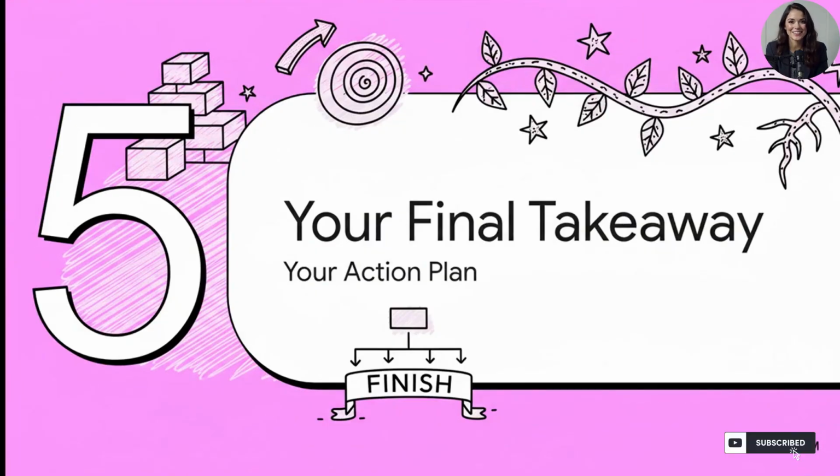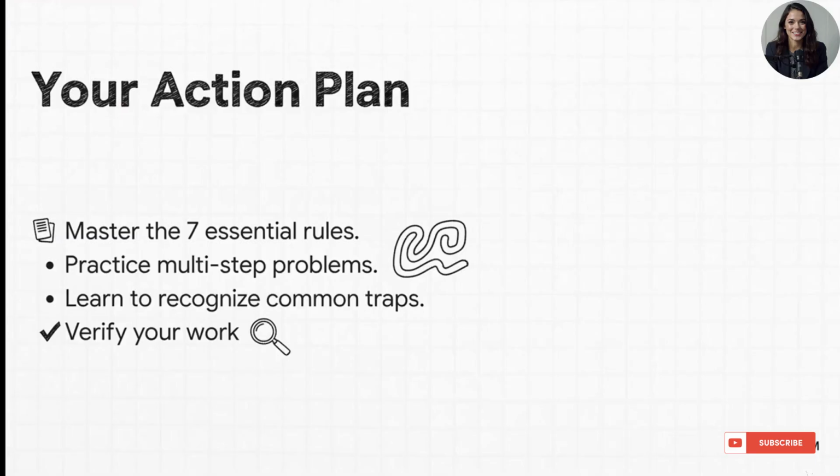All right, we have covered a lot. We talked about the why, the how, and the what to avoid. So let's bring it all together into a clear, simple action plan that you can start using in your prep right now. So here's your game plan. First, you're going to drill those 7 rules until they're as automatic as breathing. Then, you're going to go find those messy, multi-step problems and practice on them. Your goal is to get so good that you can spot the traps before you even fall into them. And remember, if you have a spare 20 seconds, practice that verification trick.